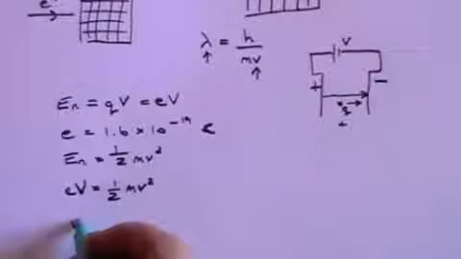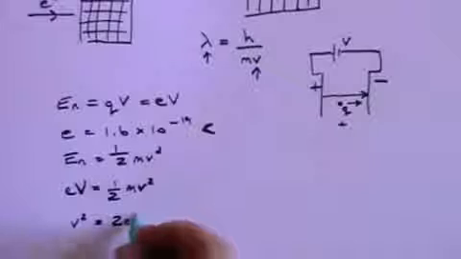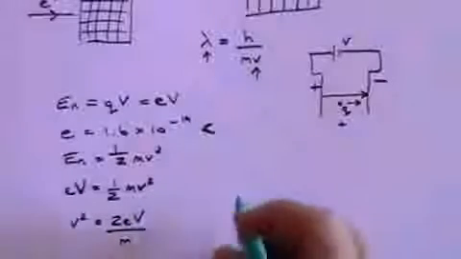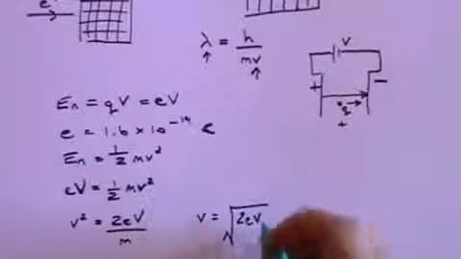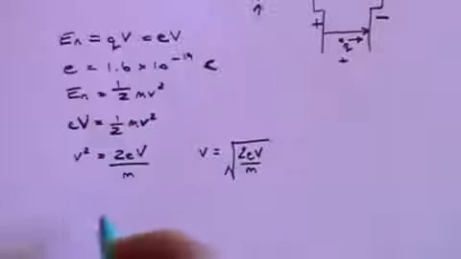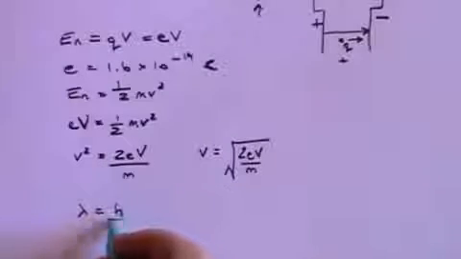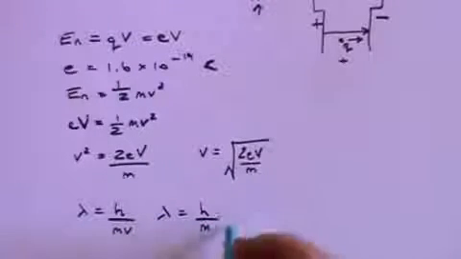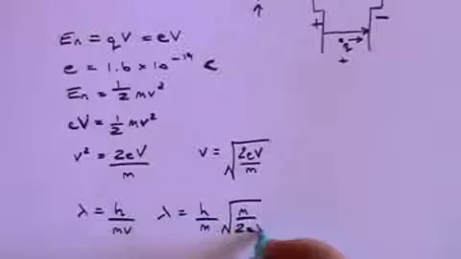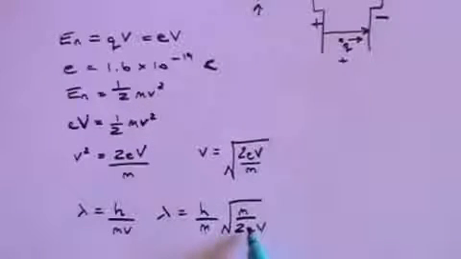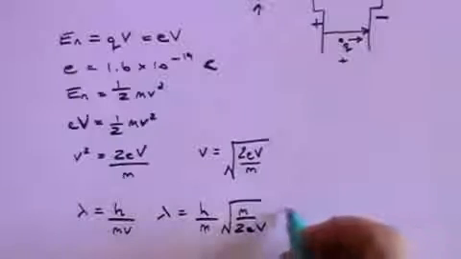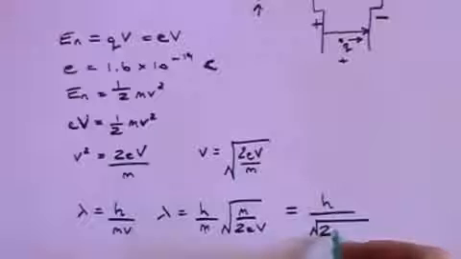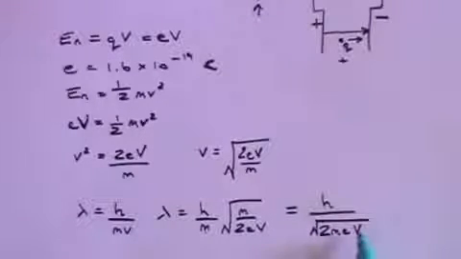And that means we can say that v squared, just rearranging this equation, v squared equals 2eV divided by m. So v is equal to the square root of 2eV over m. Now, we've just shown that lambda, the wavelength of the electron, is Planck's constant divided by mv. If we substitute v in here, we get that lambda equals h over m times the square root of m over 2eV. And if you take that m inside as m squared, then that m will cancel out and you are left with h divided by the square root of 2meV, where V is a capital V for voltage.